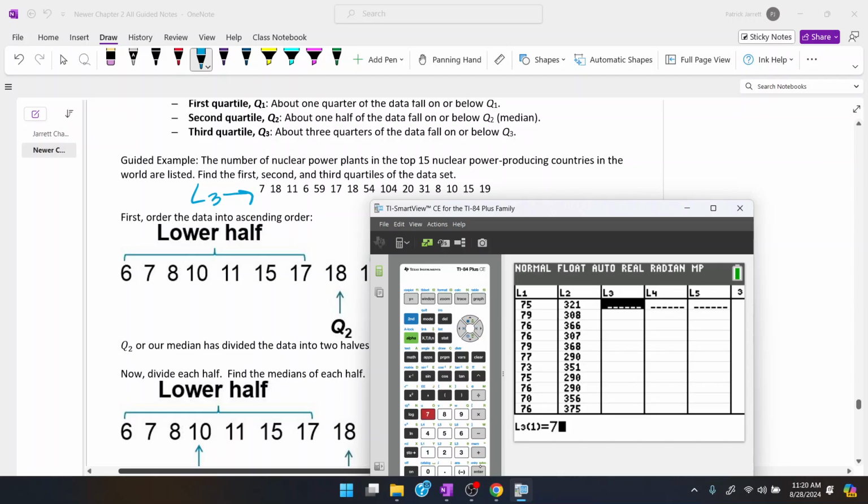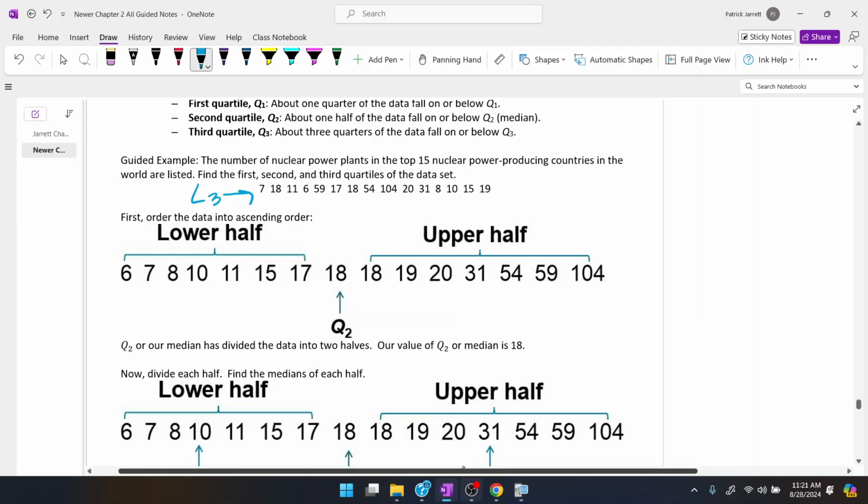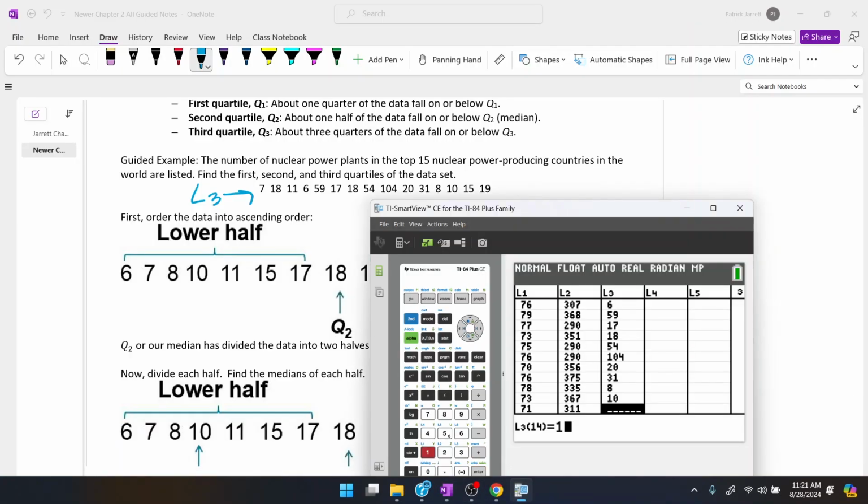So: 7, 18, 11, 6, 59, 17, 18, 54, 104, 20, 31, 8, 10, 15, and then I think the last one would be 19. So we've entered all that data in.